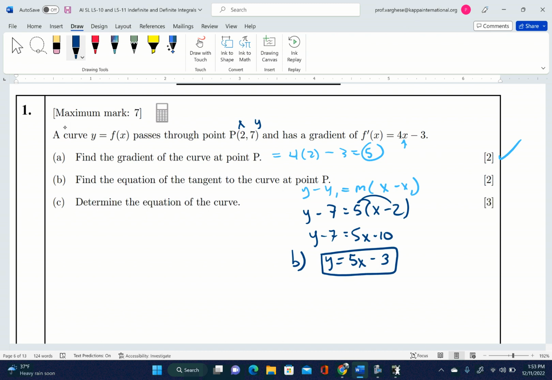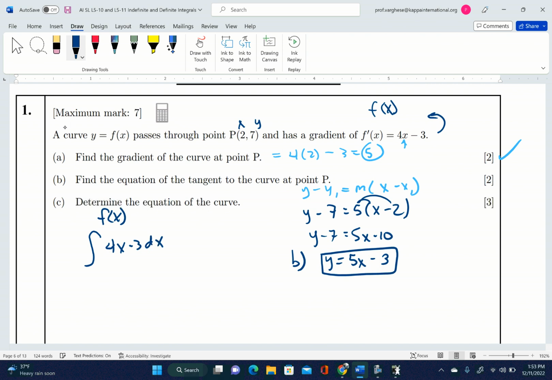And then for part C, it says, now determine the equation of the curve. So it's asking us to find out what is f of x, right? So they gave us f prime of x. What did we just learn right now, right? So if they give us the derivative to find out what the f of x is, we need to take the integral, okay? So we need to do the integral of our function, which is 4x minus 3 dx.